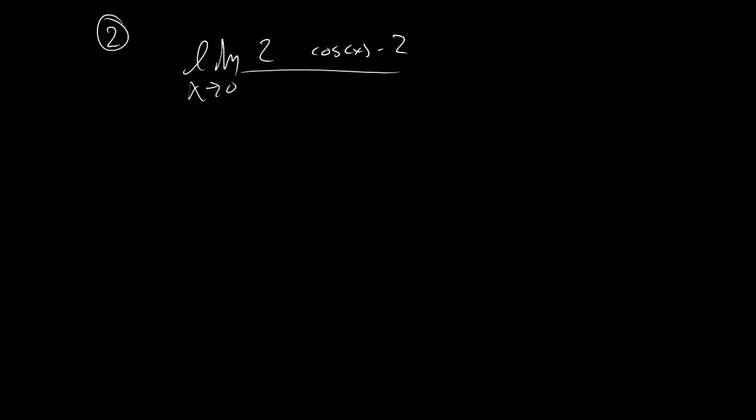Alright, number 2, find the limit of each expression. So we have the limit as x approaches 0 of (2 cosine x minus 2) all over 3x. So I notice that there's a 2 in my numerator, so I'm going to have the limit as x approaches 0 of 2 times (cosine x minus 1) all over 3x.